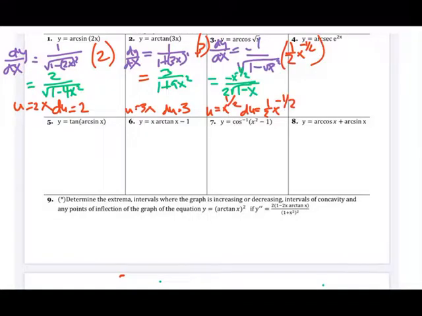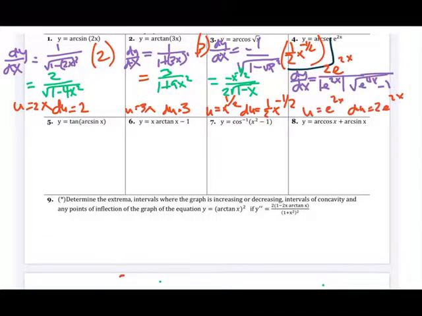So on number 3, dy dx is going to be -1 over the square root of 1 minus the square root of x, quantity squared, times the derivative of the inside, which is 1/2 x to the -1/2 power. So that can be simplified to -x to the -1/2 power over 2 times the square root of the quantity 1 minus x. On number 4, u is e to the 2x, so du is 2e to the 2x. That's going to be in our numerator. In our denominator, the absolute value of e to the 2x times the square root of e to the 4x, or e to the 2x quantity squared, minus 1.